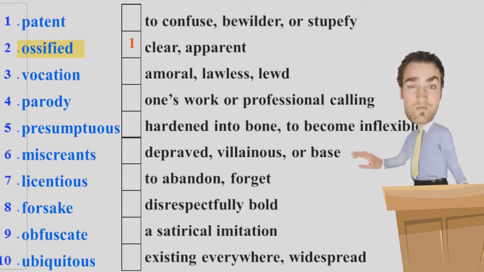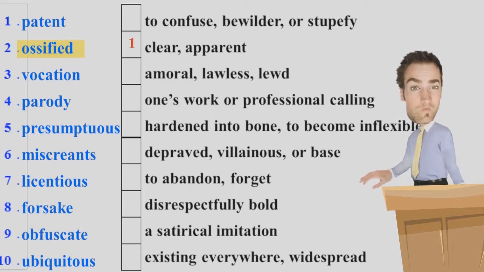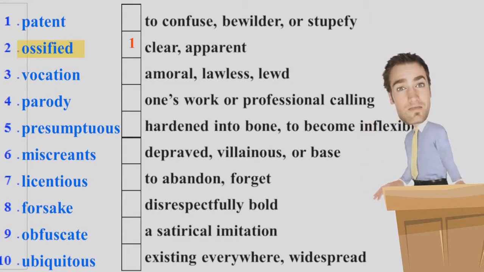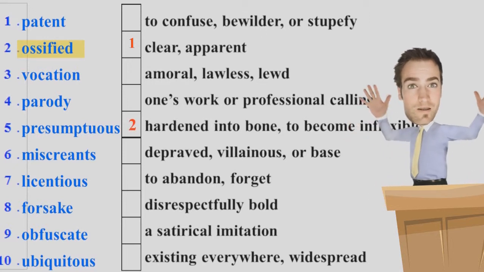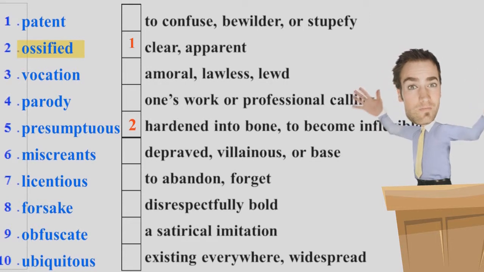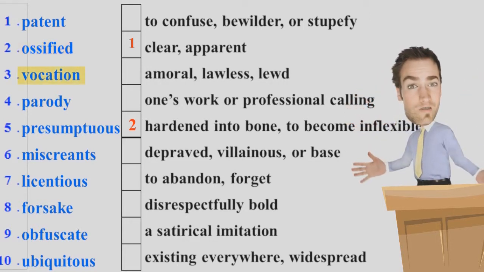But it has more of a metaphorical meaning. When you become like bone, you're becoming set and inflexible. Somebody whose mind has ossified doesn't necessarily mean that it's turned to bone, but it means that it's bone-like, it's fixed, it's stuck. So you would pair up ossified with the fifth one down, harden into bone, to become rigid or inflexible in habit. Our next word is vocation.